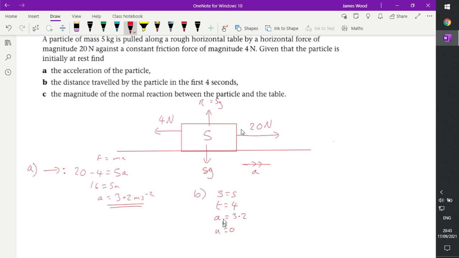So s, u, a, and t, so it's going to be s equals ut plus half at squared. And then we can solve this. So that's just going to be 0.5 times 3.2 times 16. So the distance is 25.6 meters.